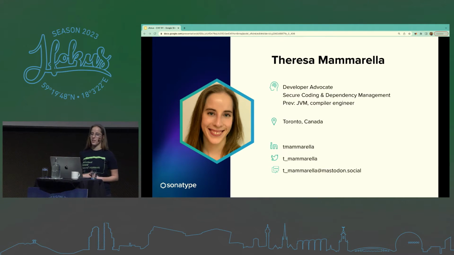Just to start out, tell you a bit about myself. My name is Theresa Mammarella. I am a developer advocate at Sonatype. I've been in the Java space for about 5 years now, starting out my career doing JVM and compiler development, and I then pivoted into developer advocacy because I really wanted to be more part of creating pipelines for developer tools that have really good feedback, and that's the part that I'm trying to fill as a developer advocate.